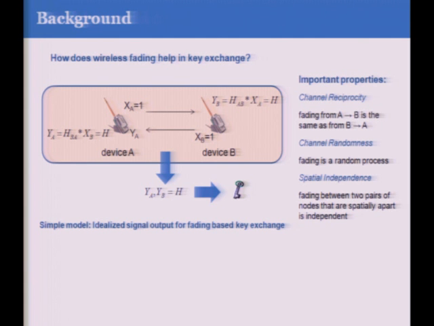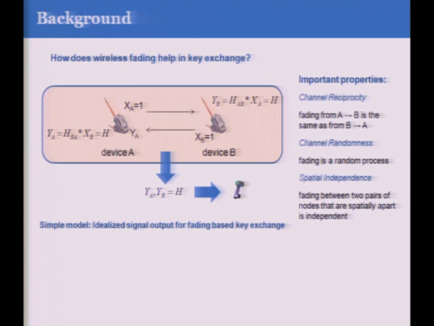environment. And let's denote XA as the symbol that A transmits, XB the symbol that B transmits, YA the receive symbol at A, YB the receive symbol at node B. And so when A transmits, what node B will receive will be a faded symbol, which will be just HAB times XA, where HAB is the fading coefficient from A to B. Vice versa, for device A, the received symbol will be HBA times XB.